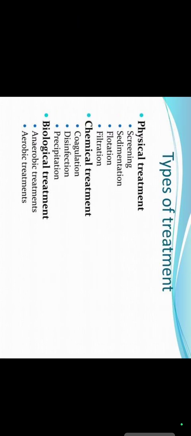In water treatment, there are three types of treatments: first is physical treatment, second is chemical treatment, and last is biological treatment. Physical treatment includes screening, sedimentation, flotation and filtration. Chemical treatment includes coagulation, disinfection, precipitation. Biological treatment includes anaerobic treatment and aerobic treatment.